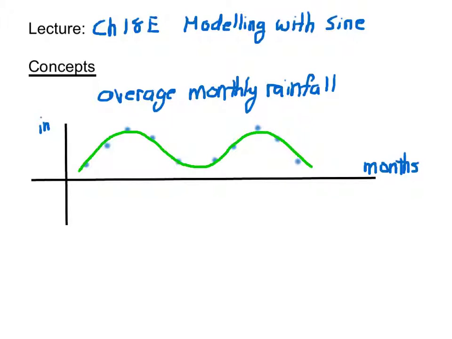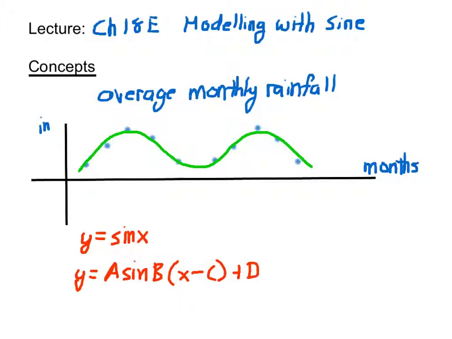Remember from our last video that we can transform the standard sine function, which is y equals sine of x, to a more general case that looks something like this: y equals a sine of b times x minus c plus d. And remember, each of these letters, a, b, c, and d, have an effect on the graph of the sine function. The first of these that we should actually look at is d.